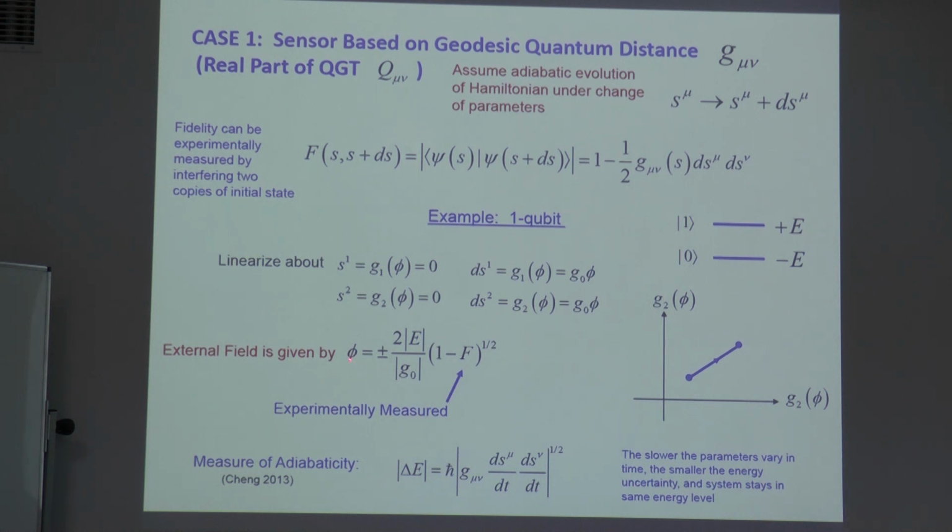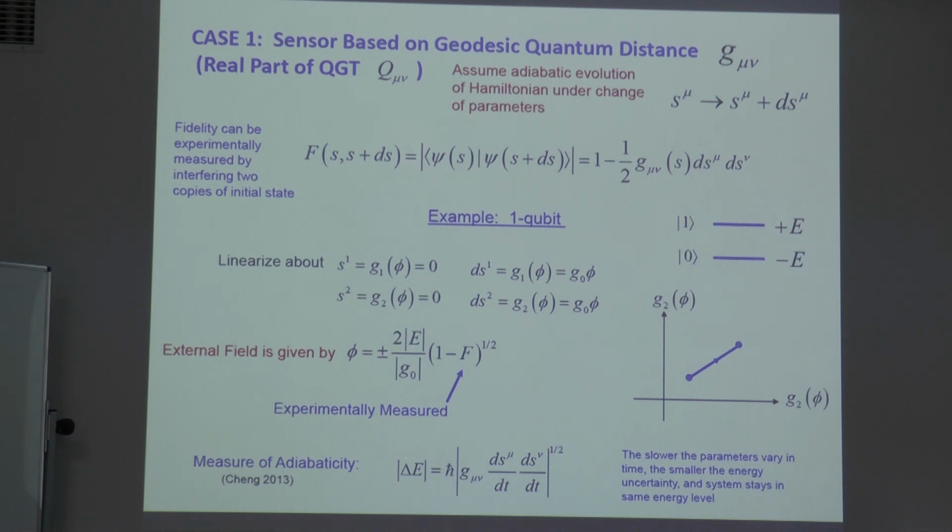from this formula you can derive the phase in terms of the coupling constant, the gap, and 1 minus F. If you can measure the fidelity experimentally, the overlap between two quantum states by interference, and you know what the gap is and the coupling constants, you can then obtain the phase, essentially by knowing this Riemannian metric tensor. So if you can experimentally measure this, you can have a quantum sensor.